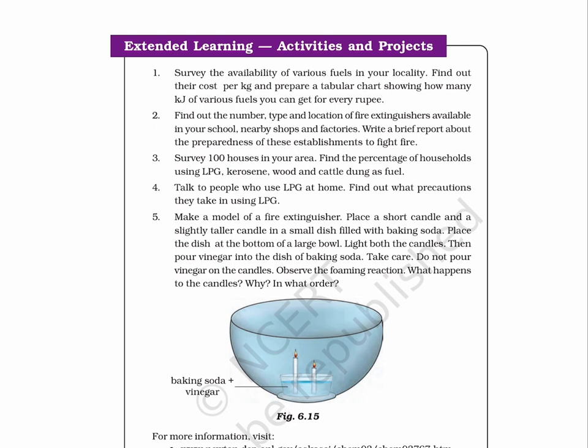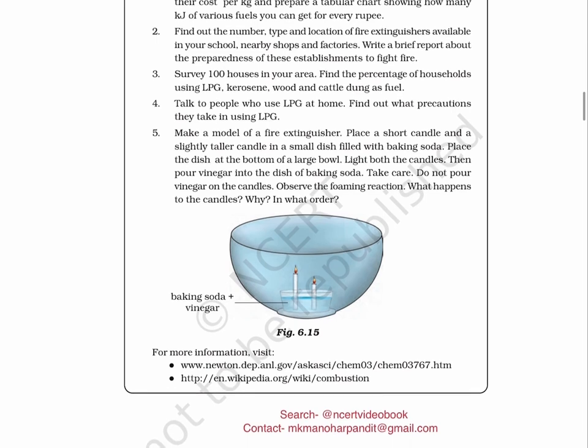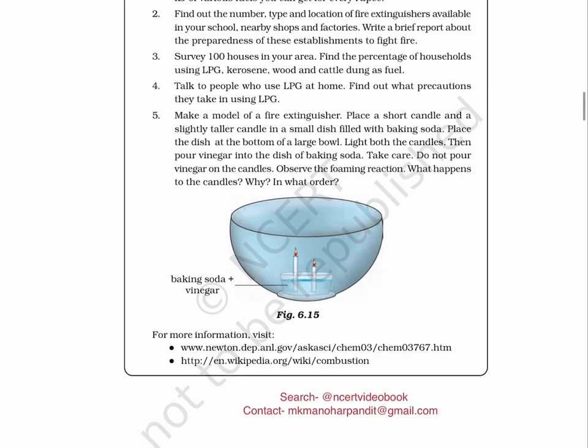Place a short candle and a slightly taller candle in a small dish filled with baking soda. Place the dish at the bottom of a large bowl. Light both the candles, then pour vinegar into the dish of baking soda. Take care. Do not pour vinegar on the candles. Observe the foaming reaction. What happens to the candles? Why? In what order? Figure 6.15.